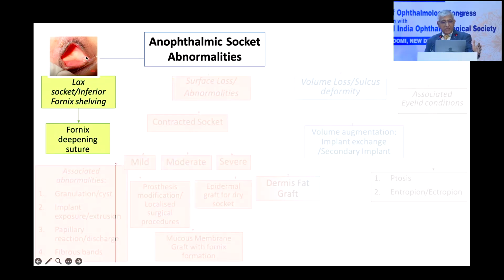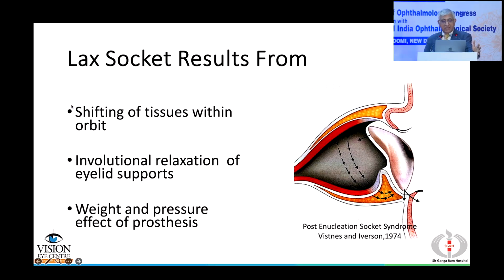So let's first look at what a lag socket or an inferior fornix shelving implies. When we talk about sockets, we often use the classical term post-enucleation socket syndrome, which essentially implies that if you have not put in an implant following an enucleation to replace the volume, or if you placed an implant which is too small, gravity causes the contents to shift down and forward, resulting in the inferior fornix becoming shelved, not deep enough to retain a prosthesis.